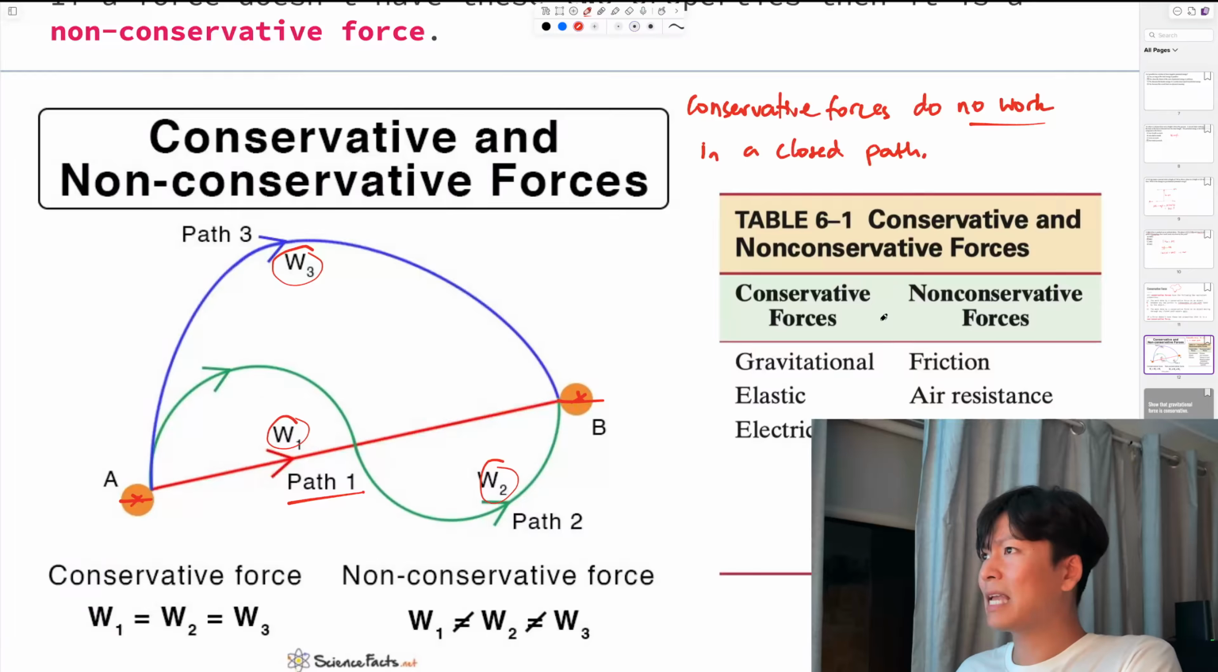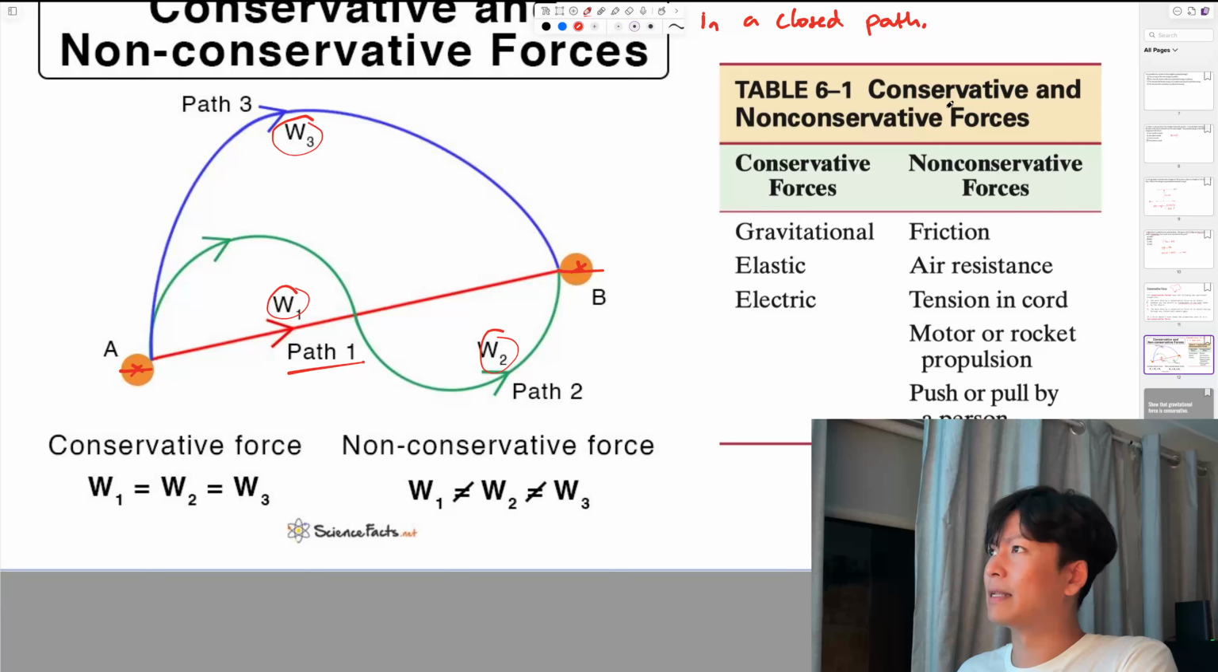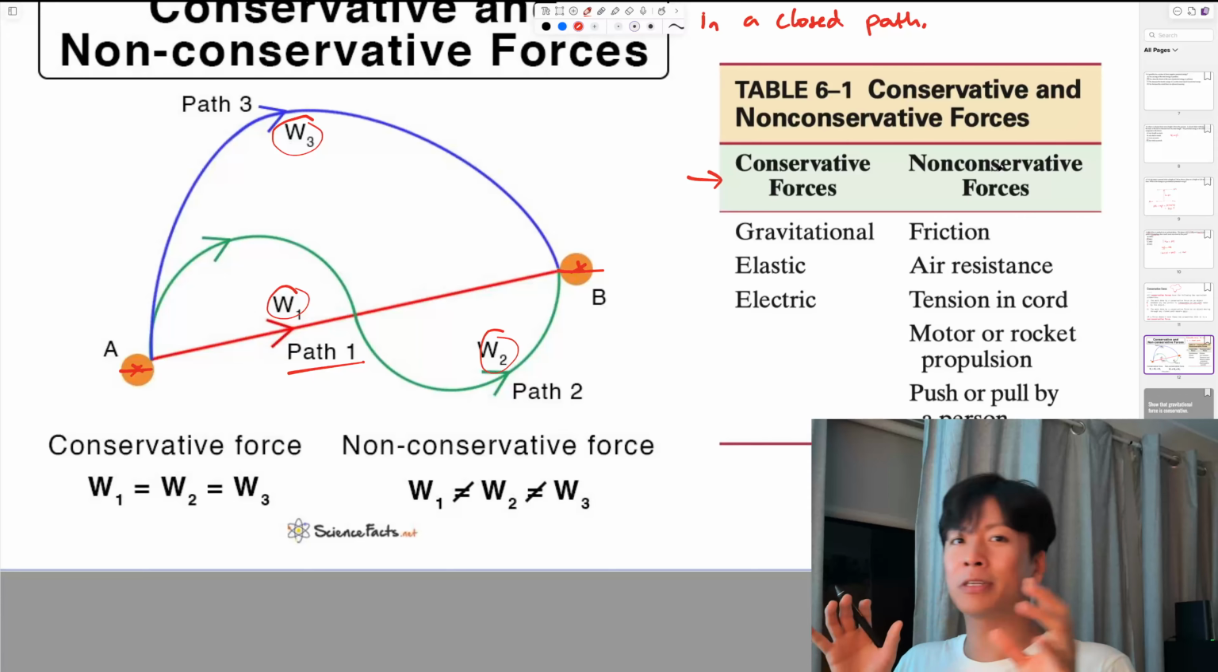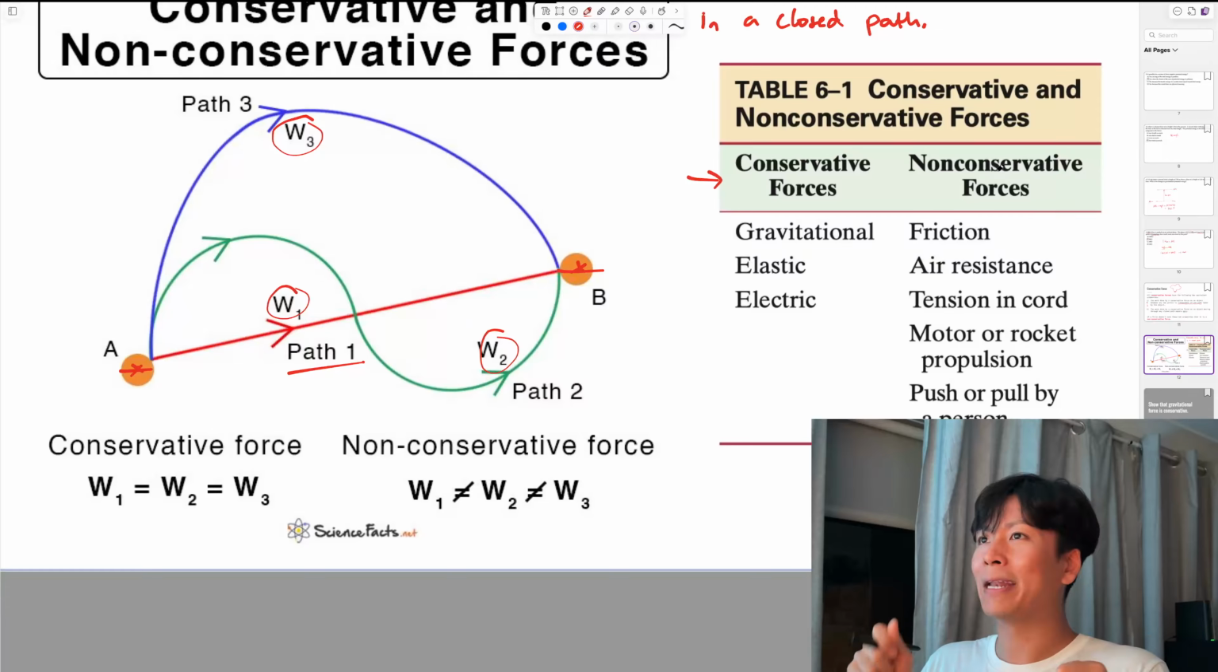This table shows a list of different examples. Conservative forces are things like the gravitational force that we talked about last video. Elastic force is a conservative force. Electric force is also a conservative force. Really, if you think about it, conservative forces are the weird ones, because most forces are actually non-conservative. Things like friction, air resistance, tension in a cord, the motor pushing, or any kind of push or pull force by a person are all non-conservative because they depend on the path.